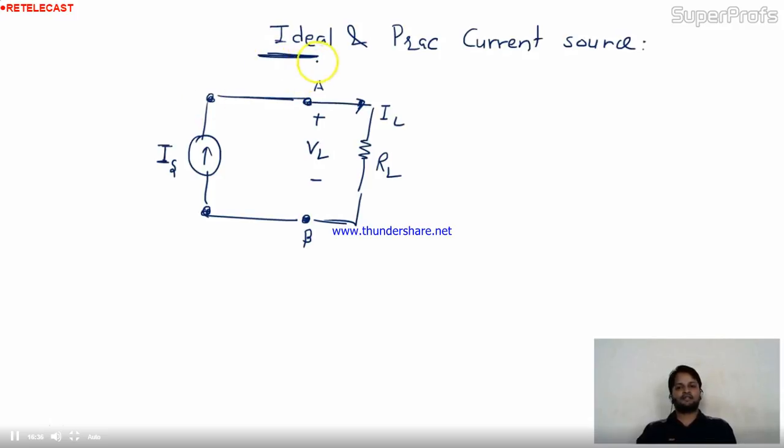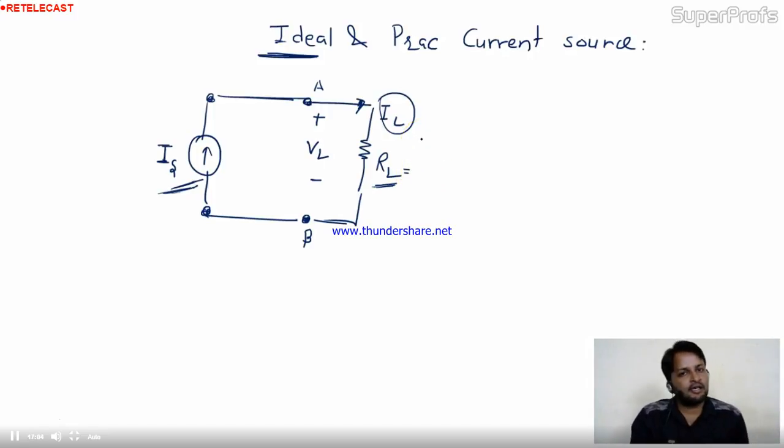Ideal current source is saying whatever voltage is assigned across the load, current will not change. Current will be constant. In the ideal voltage source, the voltage was constant. Here the current will be constant. Whatever value you change for RL, the IL will be the same. If RL is 10 ohm, 100 ohm, 1K, 2K, 10K, 100K, the value of the current will not change. The value of the current will be the same at all times.